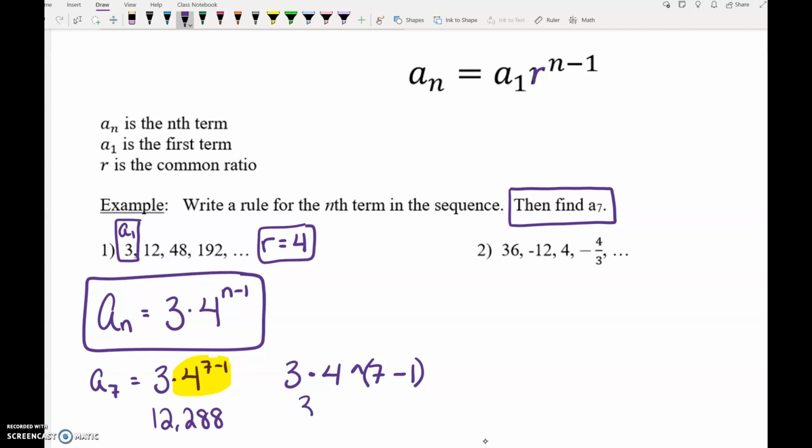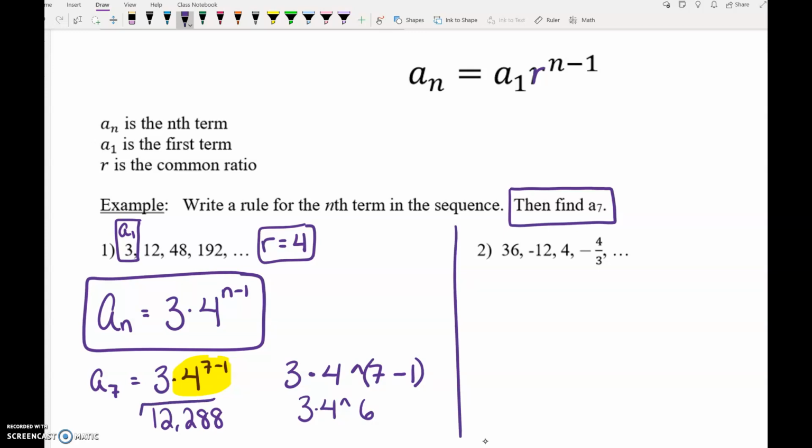If you want to type in 3 times 4 raised to the 6th, perfect, you should get the right answer. So just be careful when you're raising things that you either put parentheses around your entire exponent or do that little bit of math in your head when you're plugging it into your calculator.